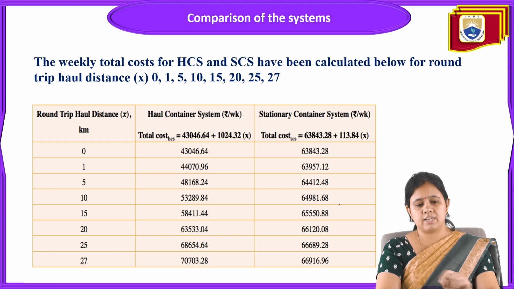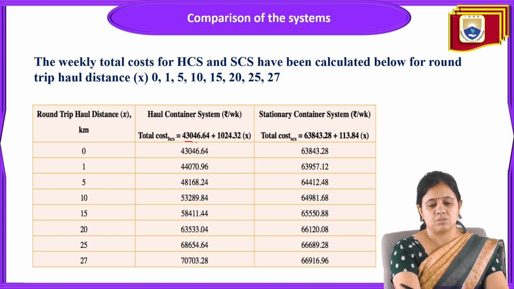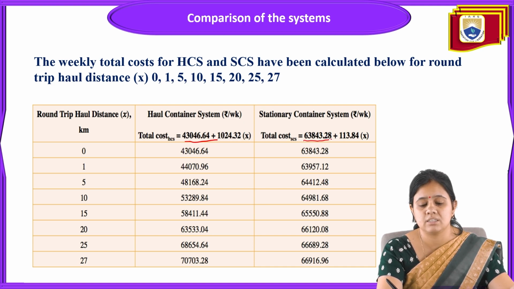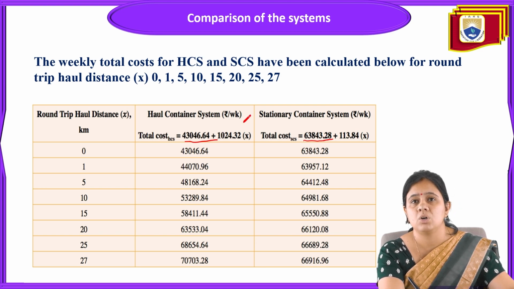Now we come to the comparison of the systems. If we compare on the basis of the cost we calculated, for the haul container system the total cost is 43,000, and for the stationary collection system we calculated around 63,000 in a week. This is the haul container system total operational cost in a week, and this is the stationary collection system total operational cost in a week, which is 63,000.